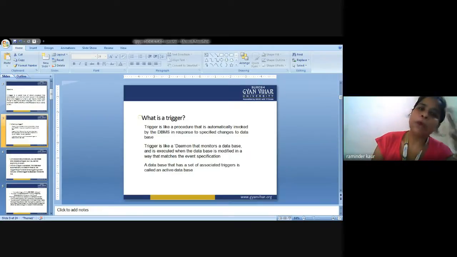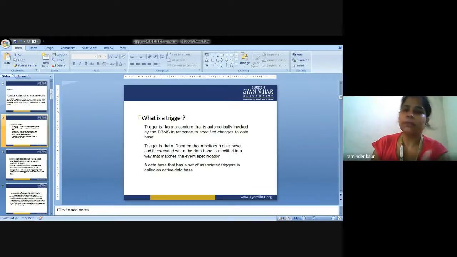So this is about two types of trigger, that is after trigger and instead of trigger. In addition, I have discussed DML triggers. So if you have any query regarding the same, ask me.